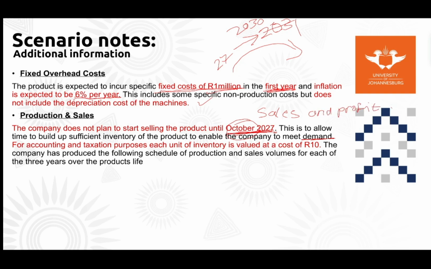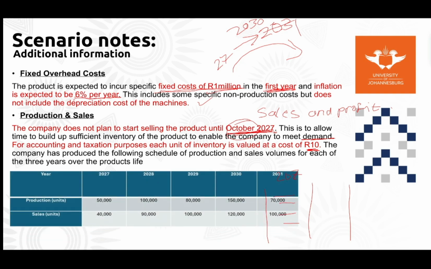Right? So you can understand that within our timeline, sales in 2027 will be part of our calculation for the cash flows that will need to be discounted. For accounting and taxation purposes, each unit of inventory is valued at 10 Rand, right? The company has produced the following schedule of production and sales volume for each of the 3 years.